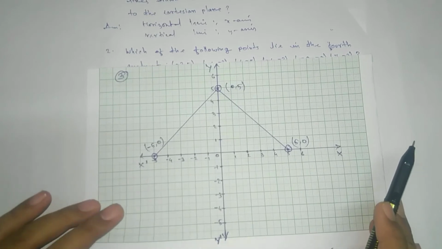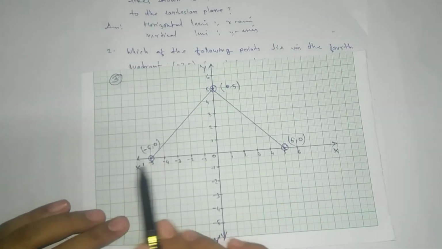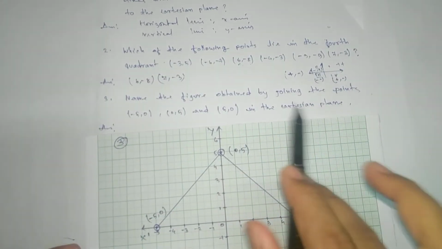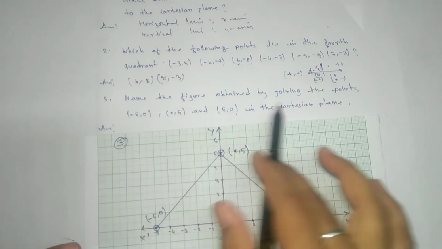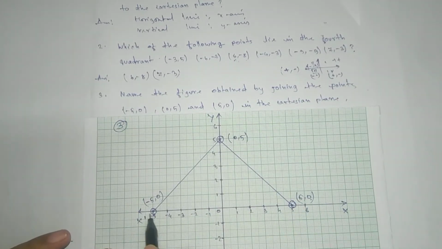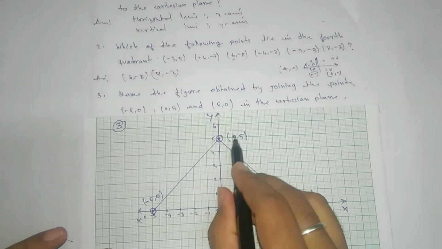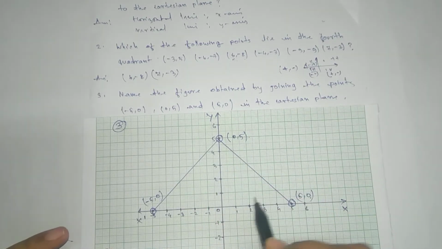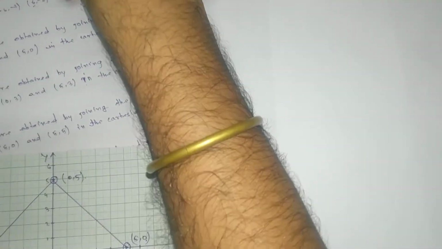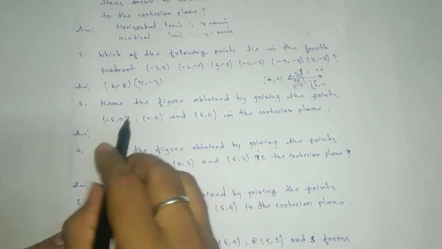So here we need to mention, and in the exam for a long type question it may ask you to draw the graph by joining the points. So first you plot the points 5, 0, minus 5, 0 and 0, 5, and then join them with the help of a ruler, and this will be your required answer. So for this, what are we going to write? Isosceles triangle.